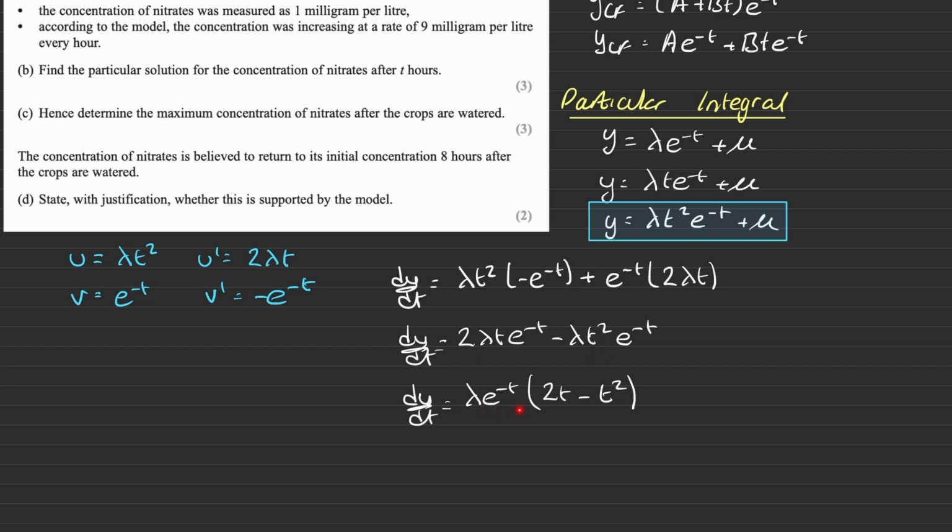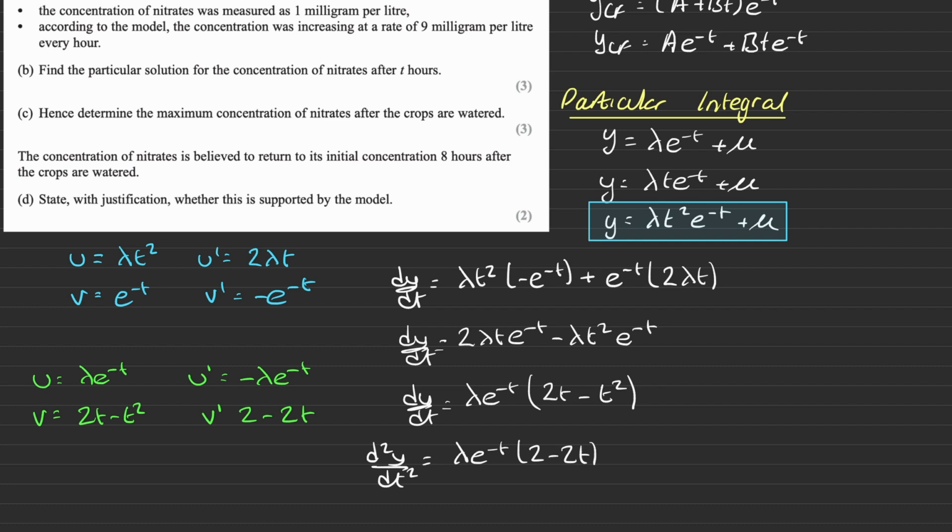Now we can differentiate this again using the product rule. This time we'll let the u term equal lambda e to the negative t, and v will be 2t minus t squared. So dv, or v prime, will be 2 minus 2t. And now we can use these to work out the second derivative. So we'll have a u term multiplied by the dv term plus the v term multiplied by the du term.